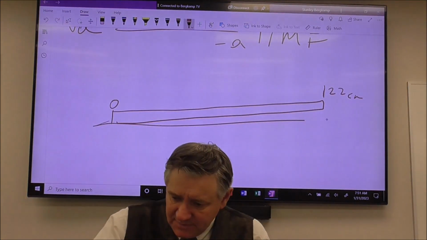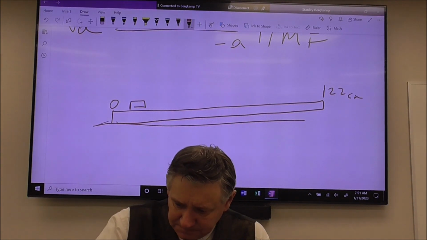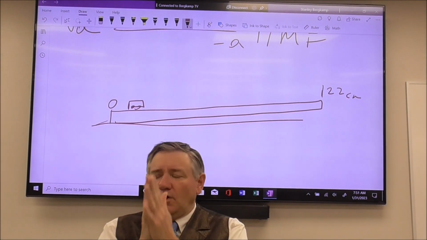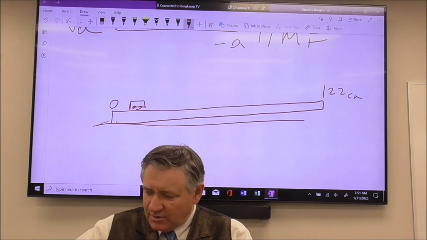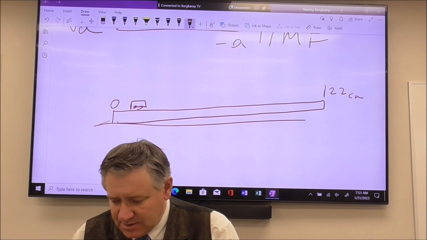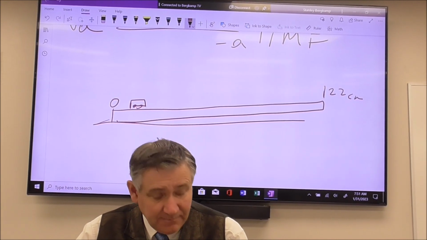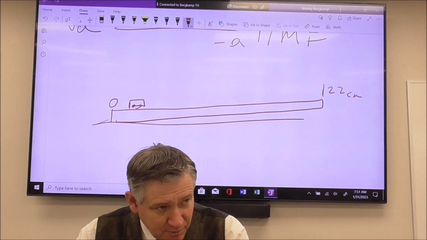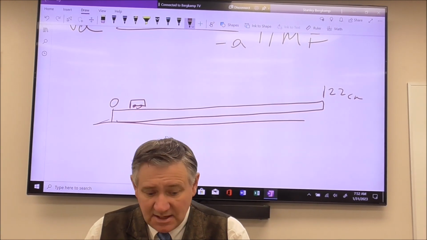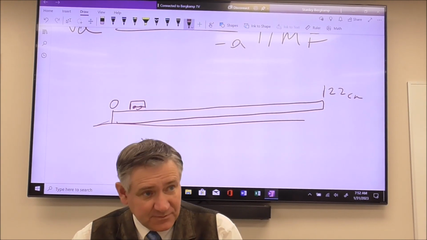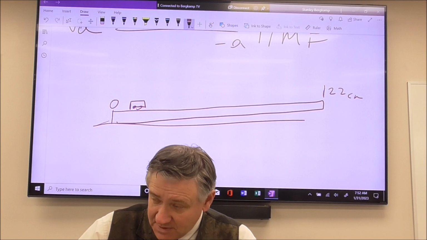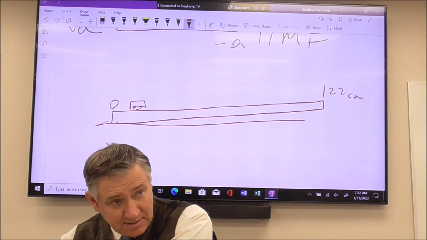So you're going to give this cart a push, okay? Now, listen to me. Don't include the push. You're going to start this analysis from the second that it leaves your hand until the point that it comes back to that point. So don't include the push. What that means is that your velocity time graph is not going to start at 0. Your velocity time graph is going to start with some big positive velocity.